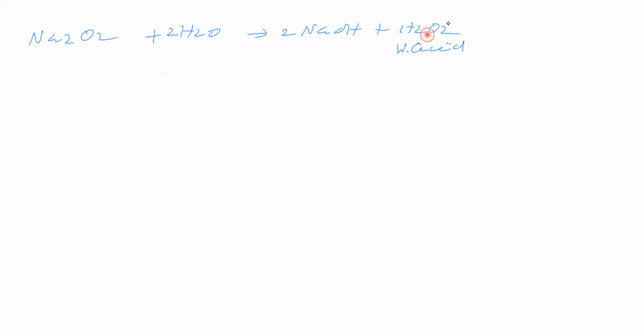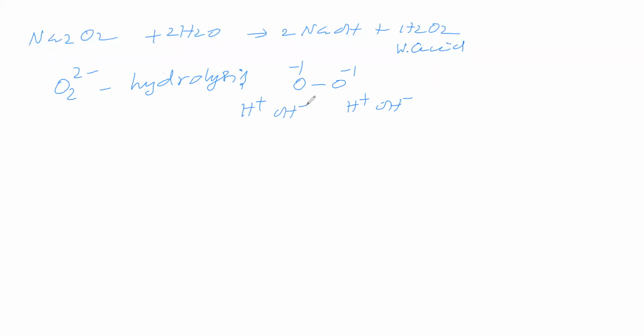Its conjugate is this peroxide. Either we can take hydroperoxide HO2 minus or O2 2 minus. This peroxide undergoes hydrolysis. Hydrolysis in the sense that it takes H plus from water. Peroxide we can write like this. Water we will write as H plus and OH minus.